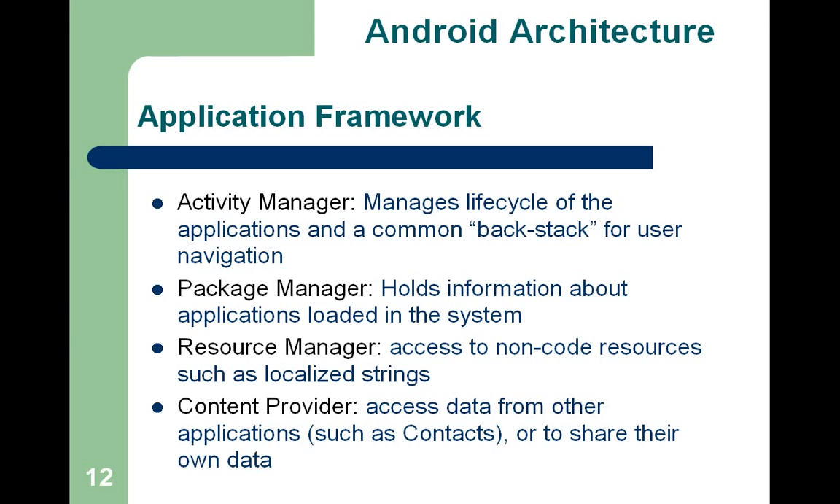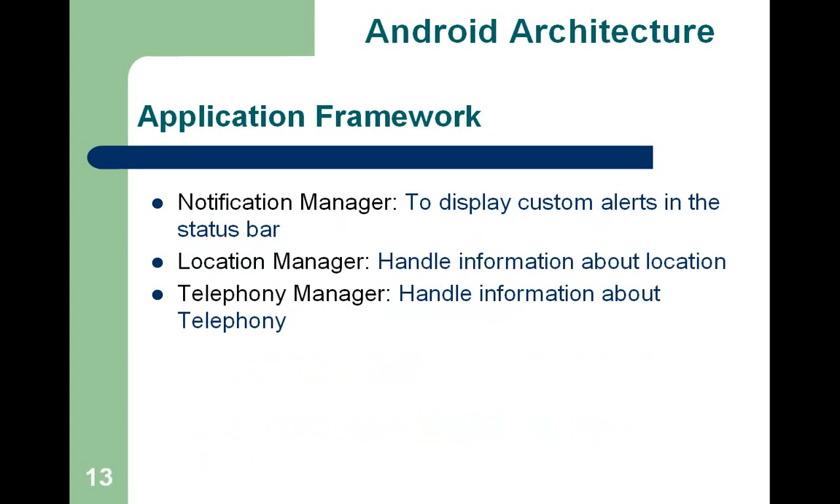We have got content provider, which is an extremely important component of application framework. This gives us access to the data from other applications, for example contacts, or to share their own data. As we discussed briefly earlier, every application is running in its own process. So one application does not have access to the process area of another application. But if they want to exchange data among each other, they can achieve it through content providers.